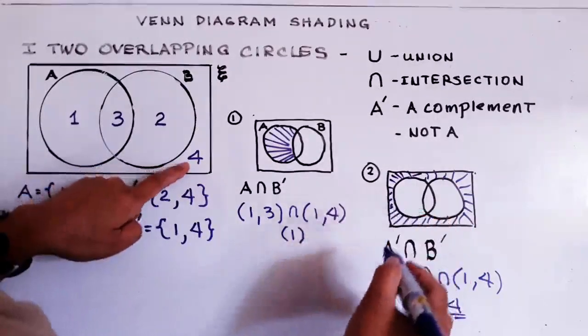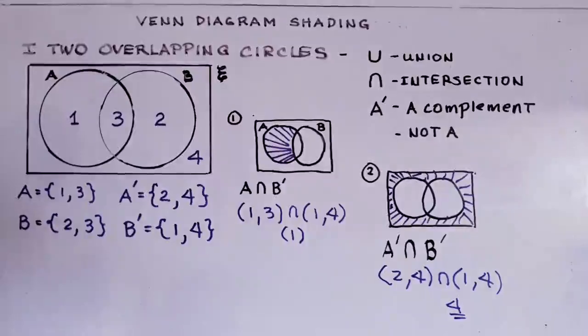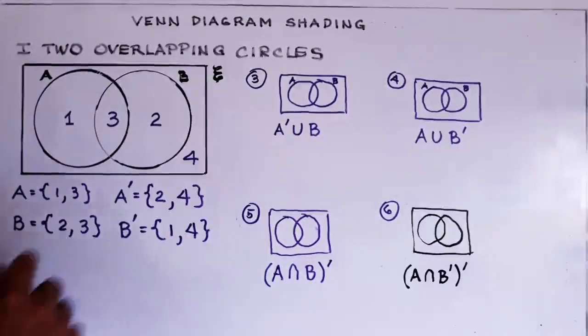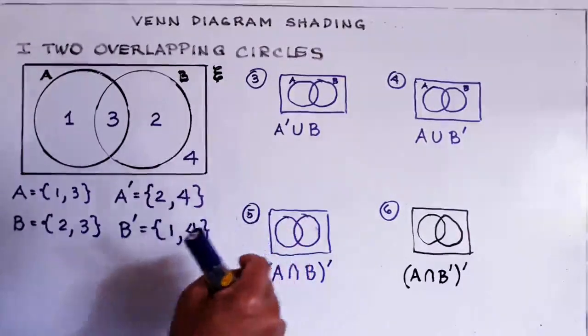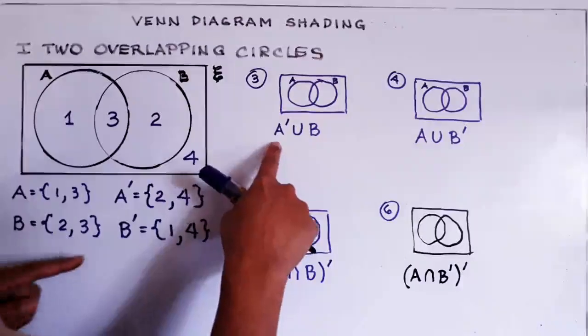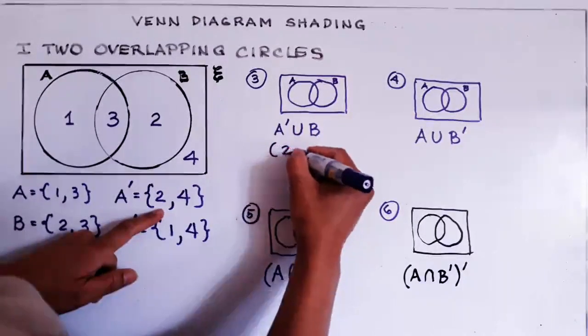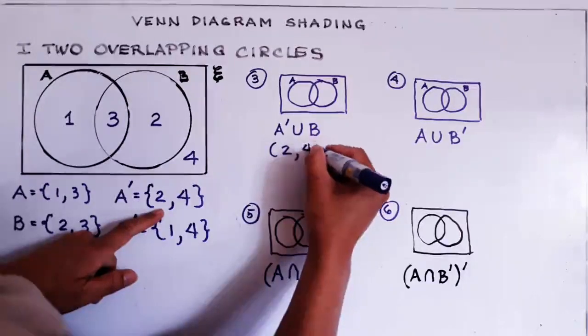Right, so that is number 2. Okay, let's have number 3, class. We have A' union B. So let's list the elements of A', which is 2 and 4.